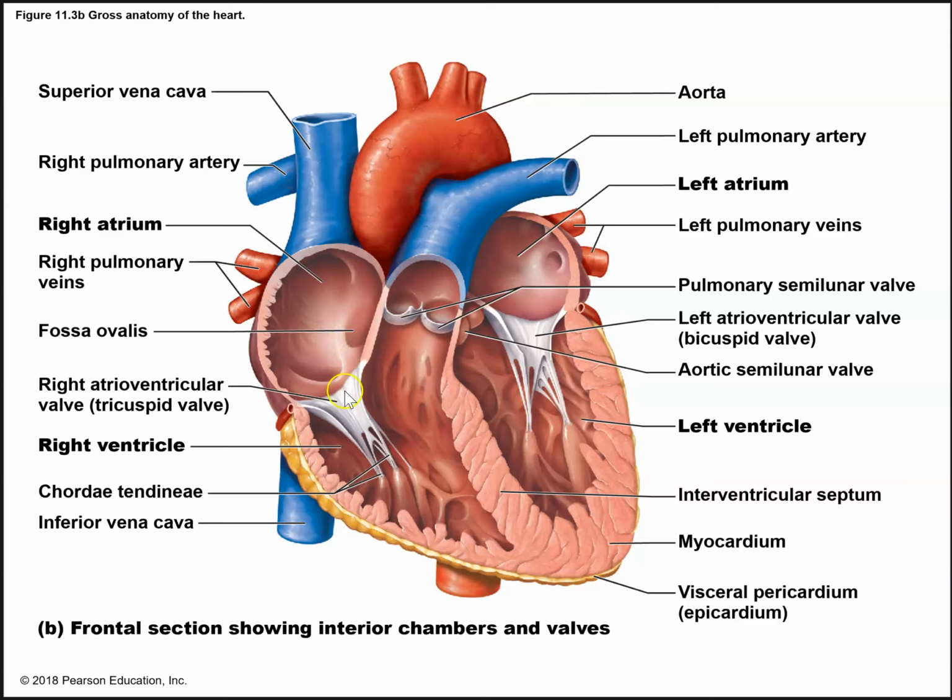So the valve in between the right atrium and the right ventricle is known as the tricuspid valve, or the right atrioventricular valve. That is the valve between the atrium and the ventricle on the right. And the valve on the left side of the heart, in between the left atrium and left ventricle, is known as the left atrioventricular valve, or the bicuspid valve.